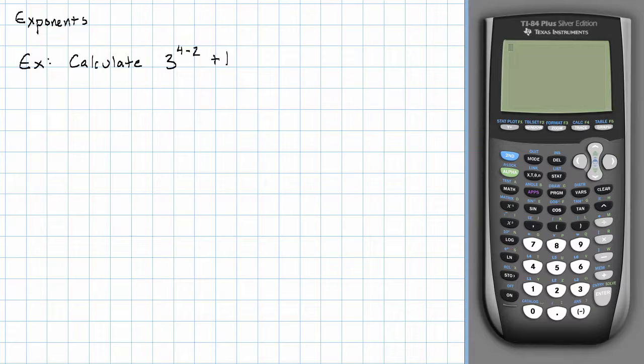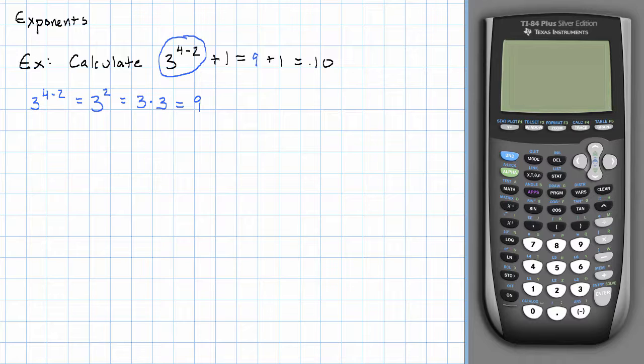So, exponents first. 3 to the 4 minus 2, that's 3 squared. That means 3 times 3, which is 9. I have 9 plus 1, which is 10. So if we enter this correctly on the calculator, we should get 10.